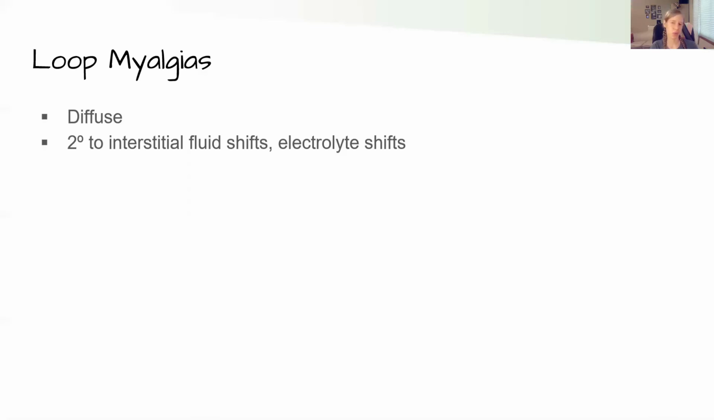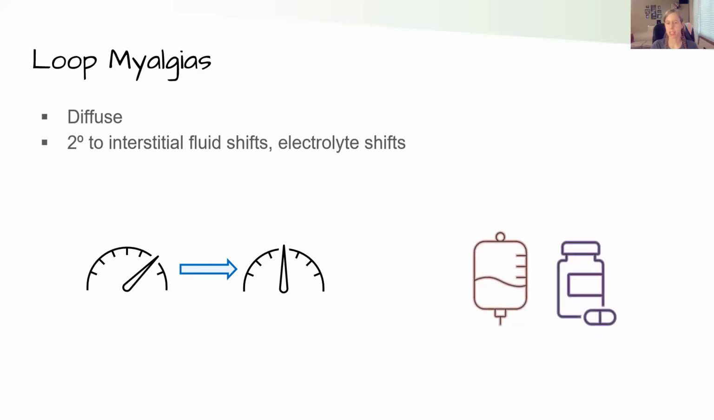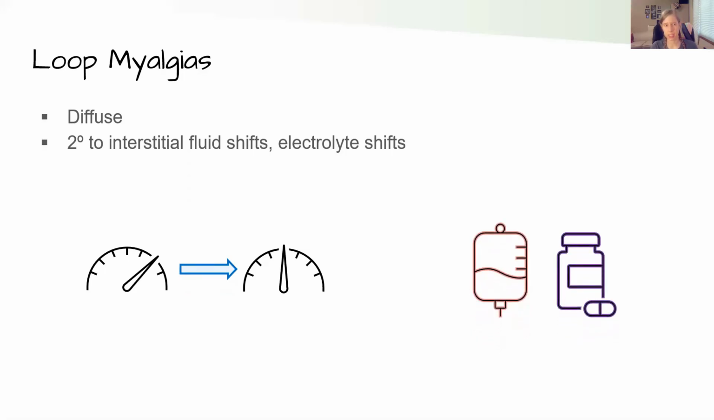There's really only 2 ways to treat this. One is to slow down the rate of your diuresis if you're able to do that based on the patient's clinical picture. Another is just to make sure that you are aggressively repeating those electrolytes. This can help both prevent and treat the loop myalgias.